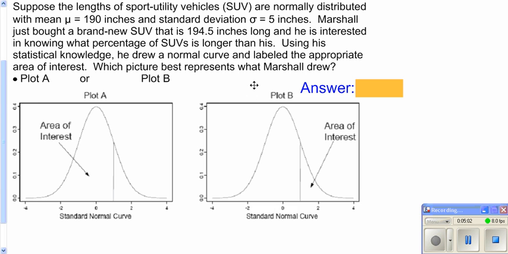Now, we're wondering which graph represents what Marshall wants. In other words, is he looking for what's less than, or is he wondering what's more than? The key phrase up here is he is interested in knowing what percent of SUVs is longer than his. That means greater than, or above, his. So that would be over here. So our answer is plot B, because plot B is looking at the area above your z-score.